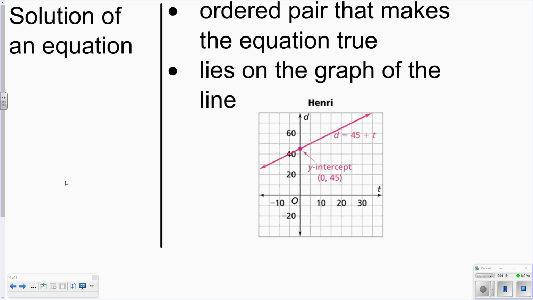So a solution to an equation is an ordered pair that makes the equation true, and it's the point that lies on the graph of the line. So for example, this point here of 0, 45, and here's my equation, d equals 45 plus t. So the d, the y, is 45, so if I plug that in, it would say 45 equals 45 plus 0, and so 45 does equal 45.